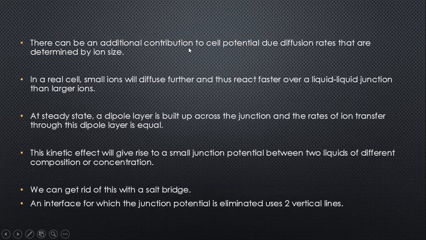Now there can be additional contributions to the cell potential due to diffusion rates that are determined by the ion. In a real cell, small ions will diffuse further and thus react faster at a liquid-liquid junction than larger ions. At a steady state, a dipole layer will build up across the junction. Rates of ion transfer through this dipole layer are equal. So the kinetic effect will give rise to a small junction potential between two liquids of different composition and concentration.